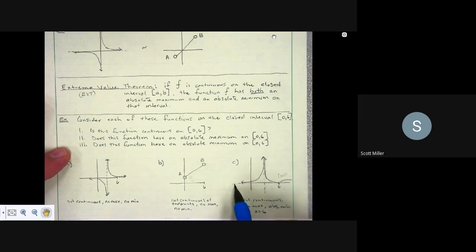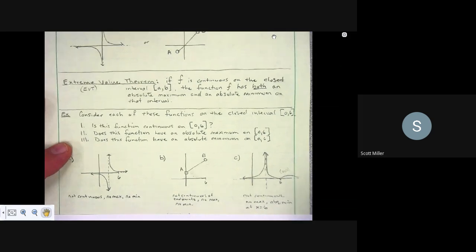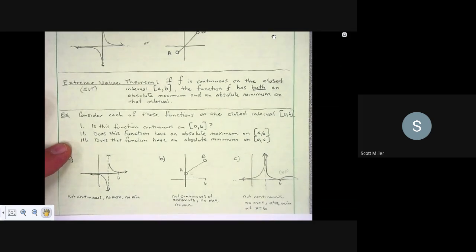It had a horizontal asymptote at 0. This is going to get closer and closer to the 0 over here. But at 6, it touched. So that's where the absolute minimum is going to occur. Okay? So I have another one over here.